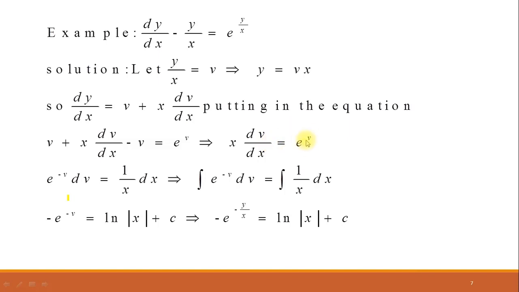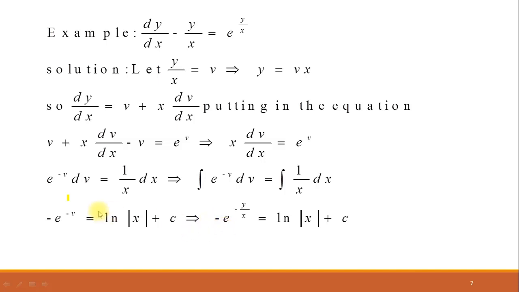Shift this e^v to the dv side, we get e^(-v) dv is equal to, and join the function of x with the dx term, we get 1/x dx. So here separation of variables is possible. After separation of variables, taking integration, the integration of e^(-v) is -e^(-v), equal to natural log of x, since the integration of 1/x is log x, plus c, the constant of integration.